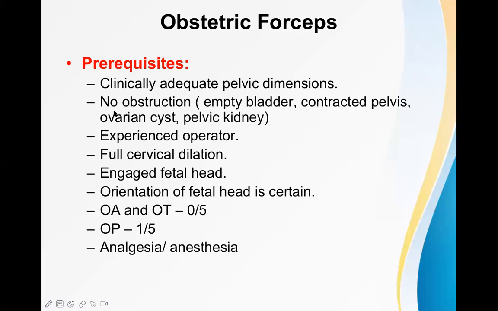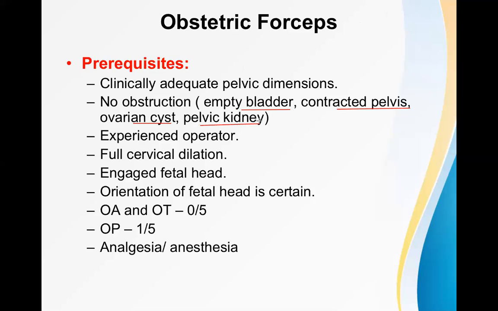Another prerequisite: there should not be any obstruction. The obstruction can occur because of these things. If the bladder is not empty, if there is a contracted pelvis, if there is the presence of an ovarian cyst, and if there is a pelvic kidney, then there is a chance of obstruction. So all of these things should not be there. There should not be any cyst present in the ovary. There should not be any pelvic kidney.